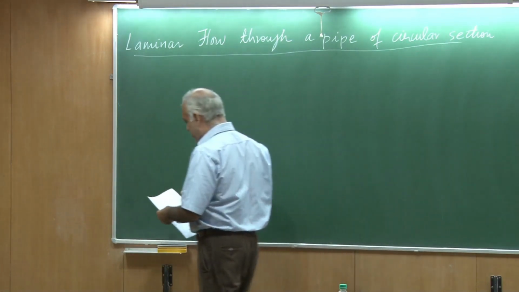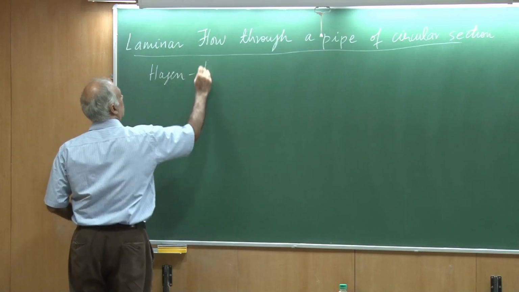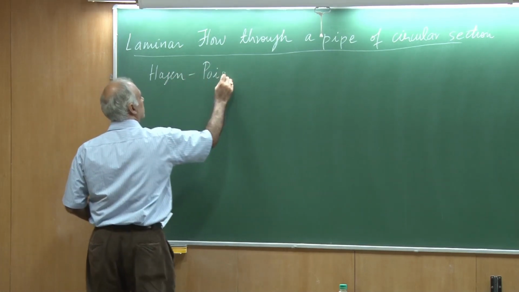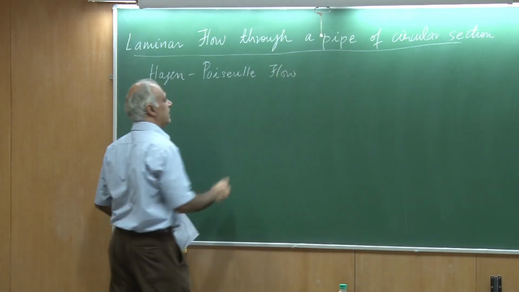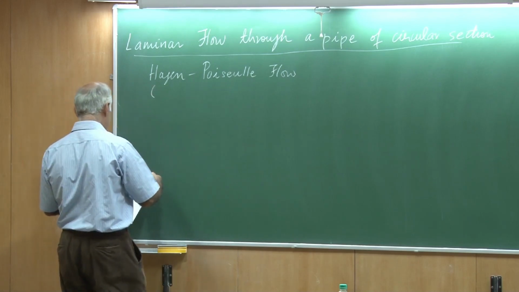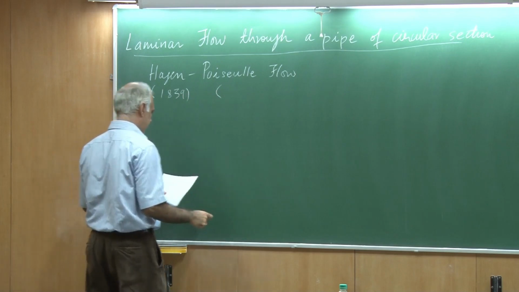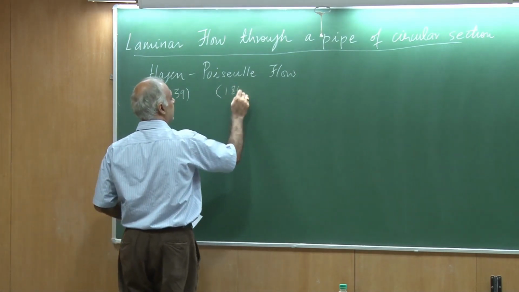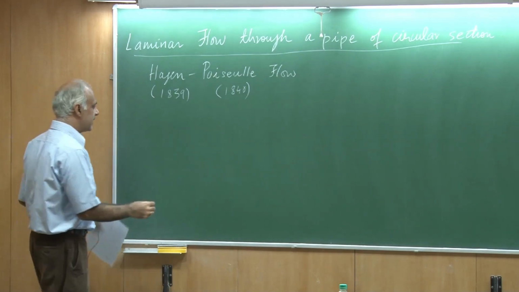This flow is also known as the Hagen-Poiseuille flow. It's named after these two scientists. Hagen solved these problems in 1839 and Poiseuille in 1840. The problem is like this. So let's look at the setup.